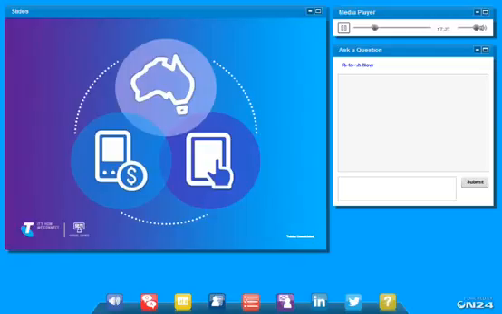And what I've been very happy about in my time here in Australia is how well the country has adopted digital technologies.